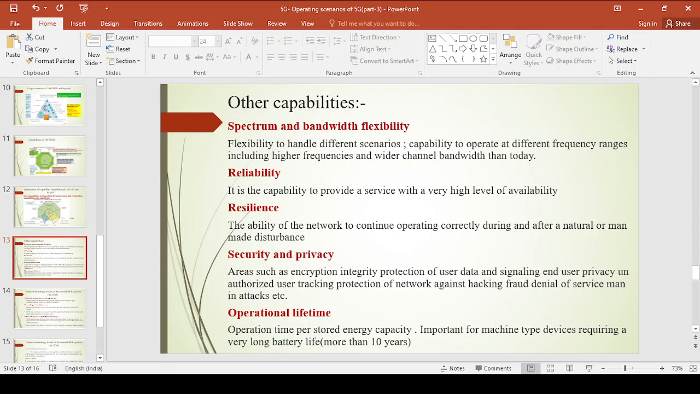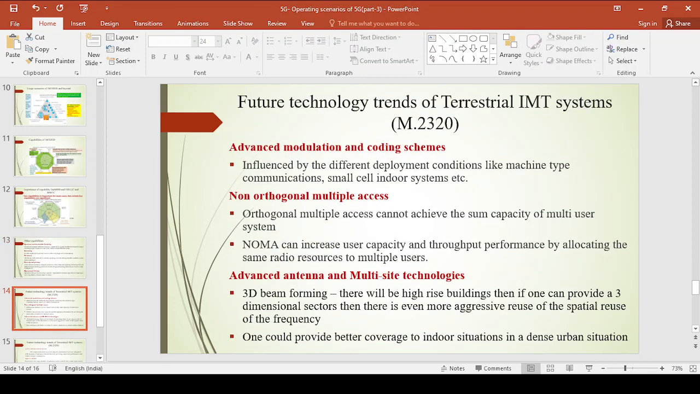And next we have operational lifetime. What is operational lifetime? It is nothing but operation time per stored energy capacity. Now this is important for machine type devices, because under machine type devices we require a long battery life, that is expected to be more than 10 years. These are the few more capabilities behind that. And in the next slide we will see future technology trends in the IMT system.